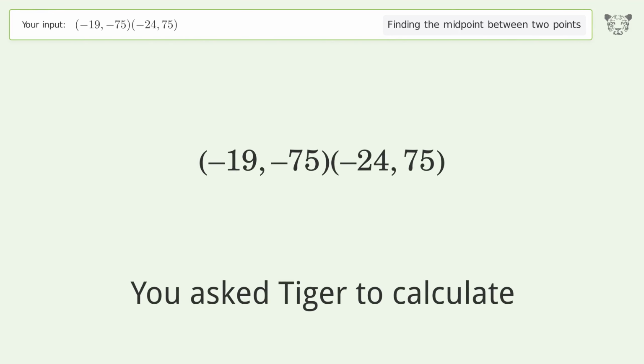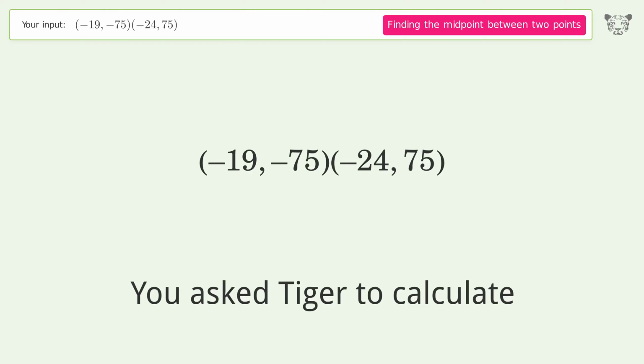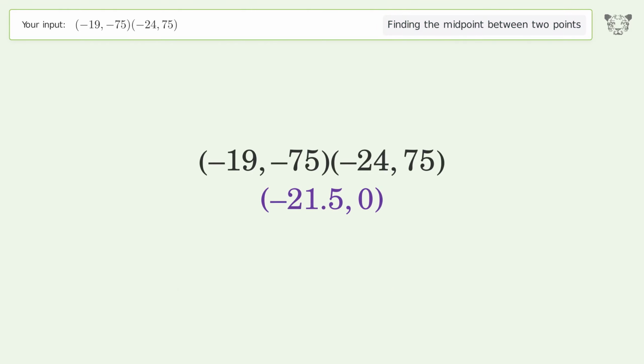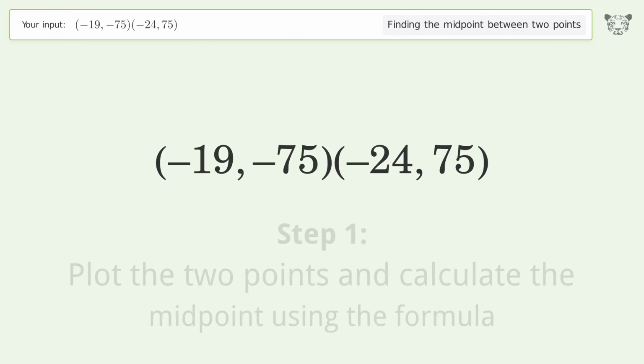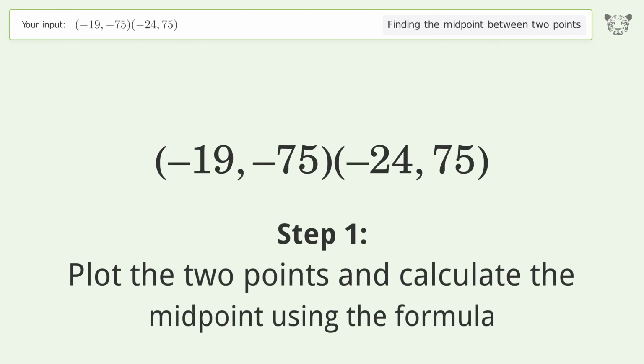You ask Tiger to calculate. This deals with finding the midpoint between 2 points. The midpoint between the 2 points is negative 21.50. Let's solve it step by step. Plot the 2 points and calculate the midpoint using the formula.